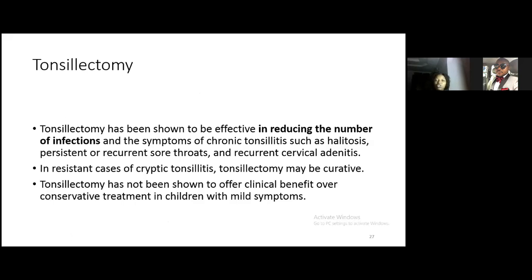Tonsillectomy has been shown to be effective in reducing the number of infections and the symptoms of chronic tonsillitis, such as halitosis, persistent or recurrent sore throat, and recurrent cervical adenitis. In resistant cases of cryptic tonsillitis, tonsillectomy may be curative. Tonsillectomy has not been shown to offer clinical benefits over conservative treatment in children with mild symptoms. So in children with mild symptoms, we don't have to insist on tonsillectomy because the benefits don't really outweigh the patient's clinical state. But like I mentioned earlier, in case of recurrent infection, then that would be needful.